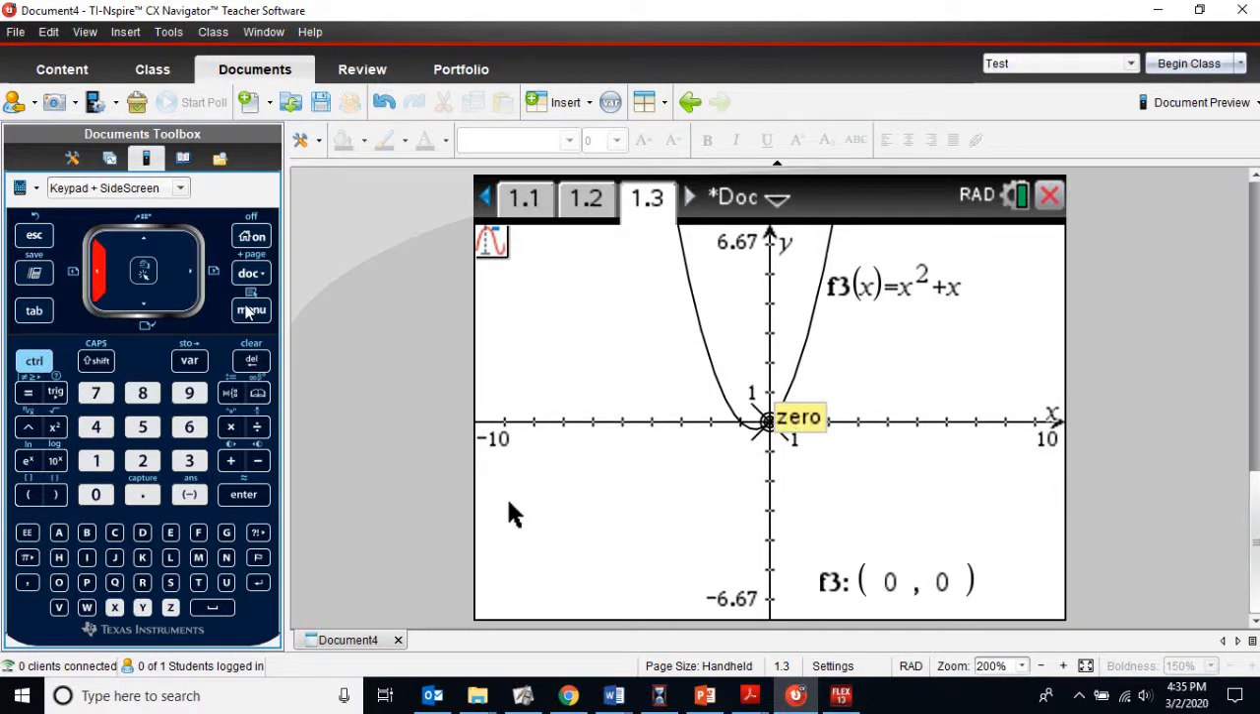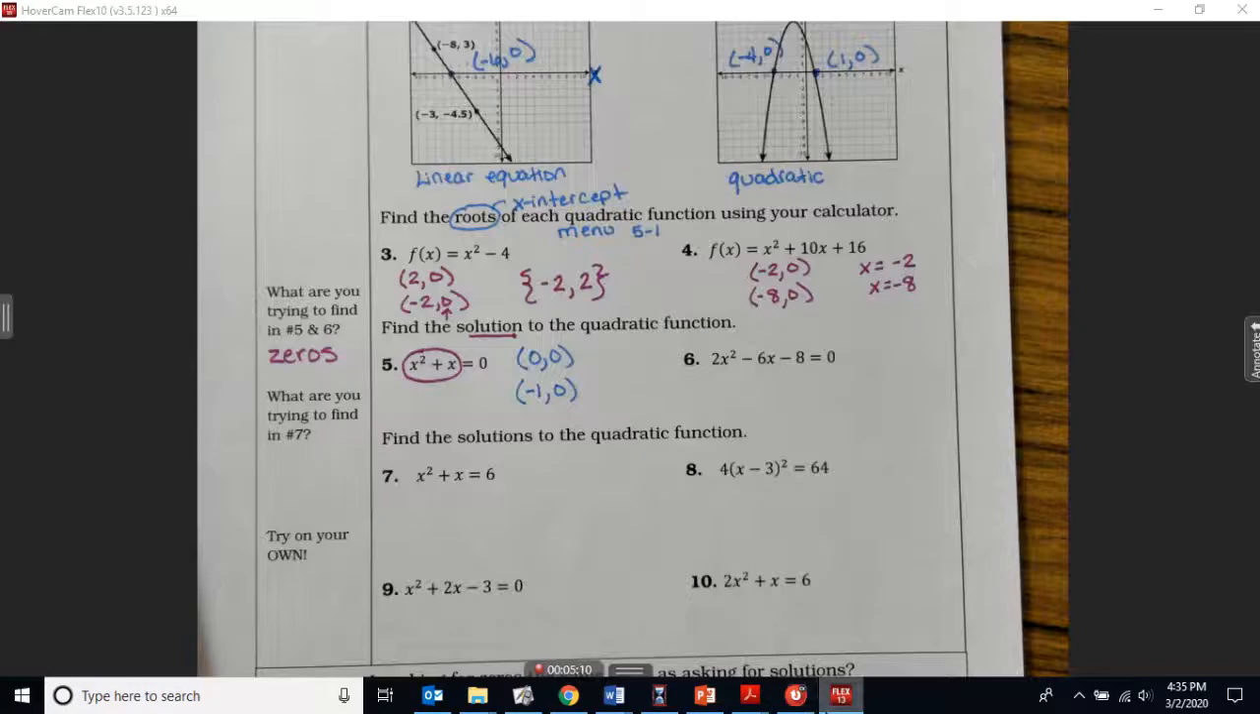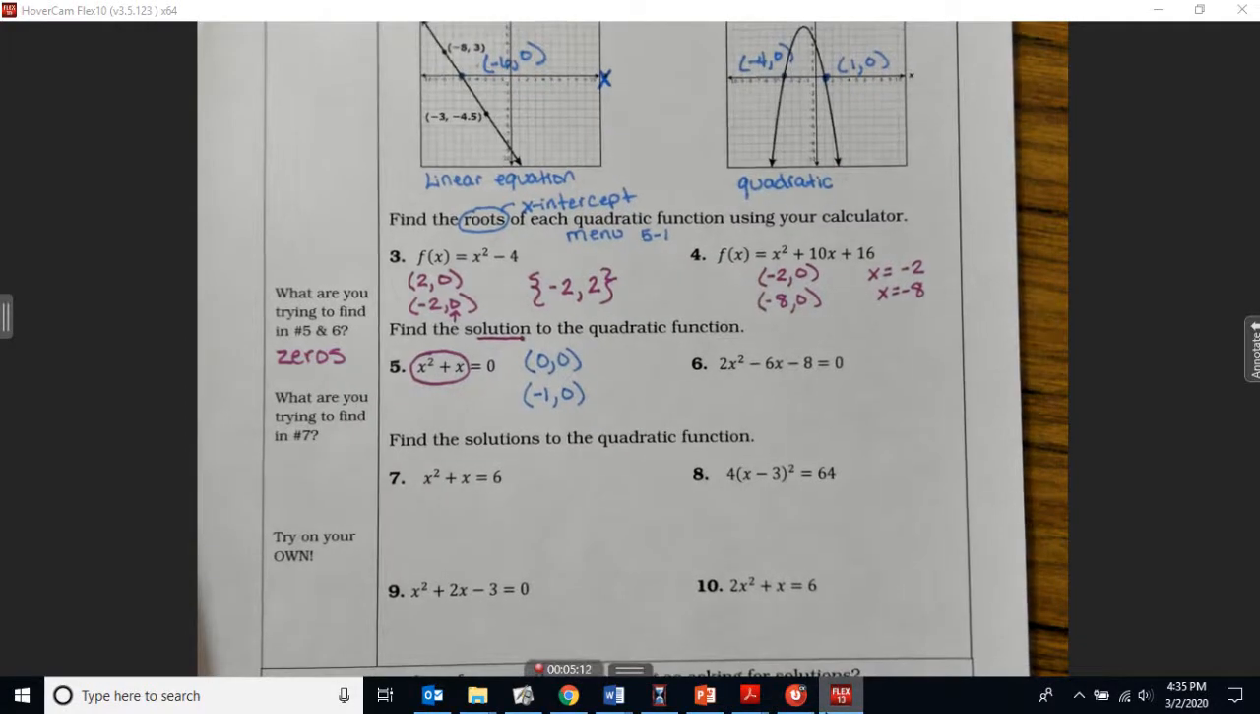The y-intercept and the zero for this one are the same. So my zero is 0, 0, and if I scroll to the left, my other zero is -1, 0. So I wrote those both down.